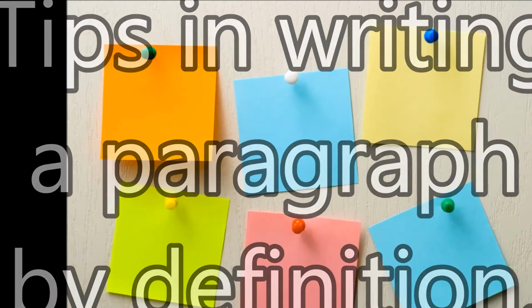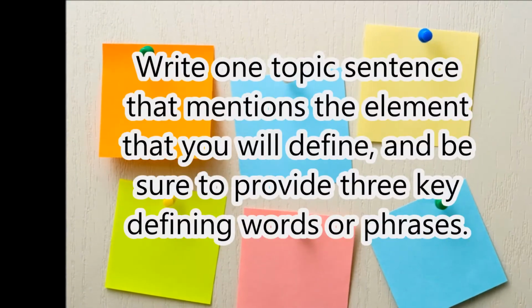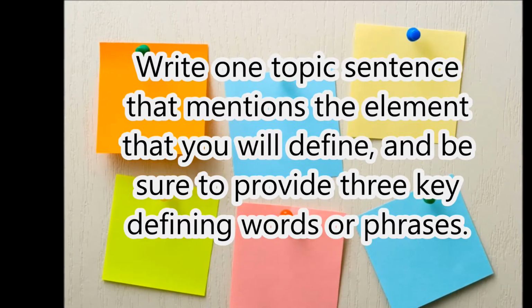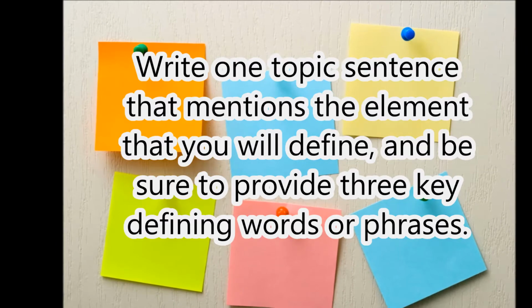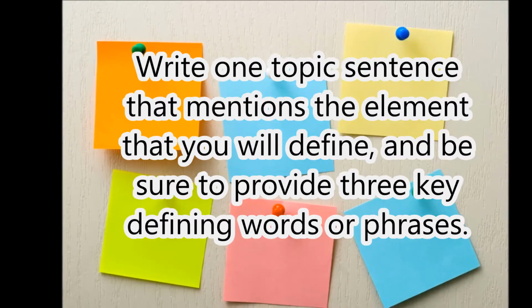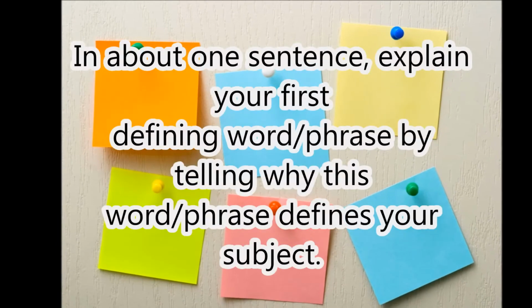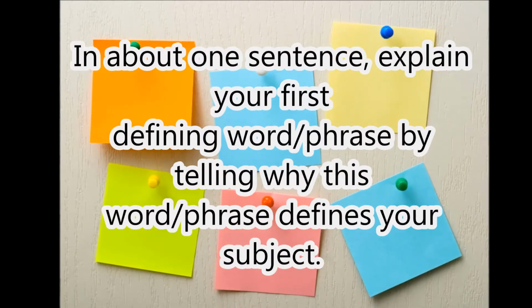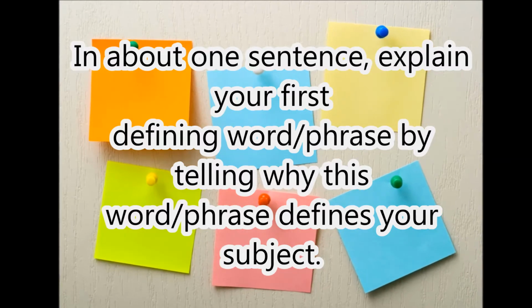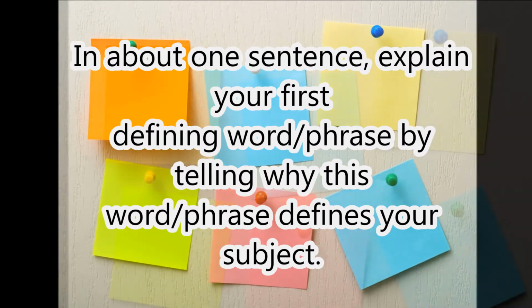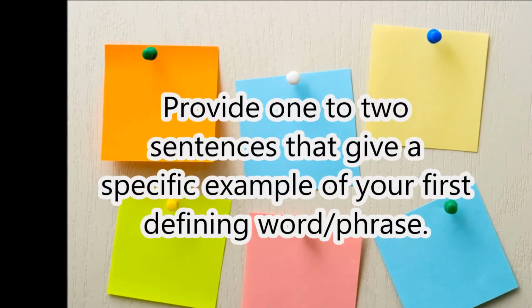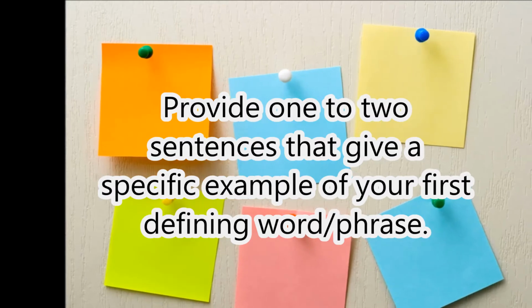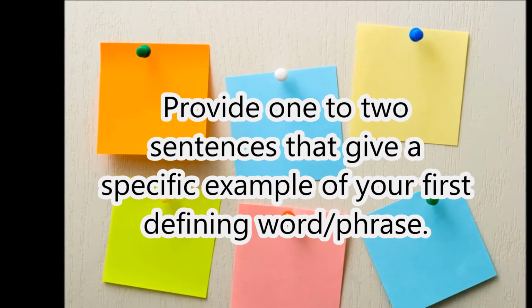Tips in writing a paragraph by definition. Write one topic sentence that mentions the element that you will define, and be sure to provide three key defining words or phrases. In about one sentence, explain your first defining word or phrase by telling why this word or phrase defines your subject. Provide 1 to 2 sentences that give a specific example of your first defining word or phrase.